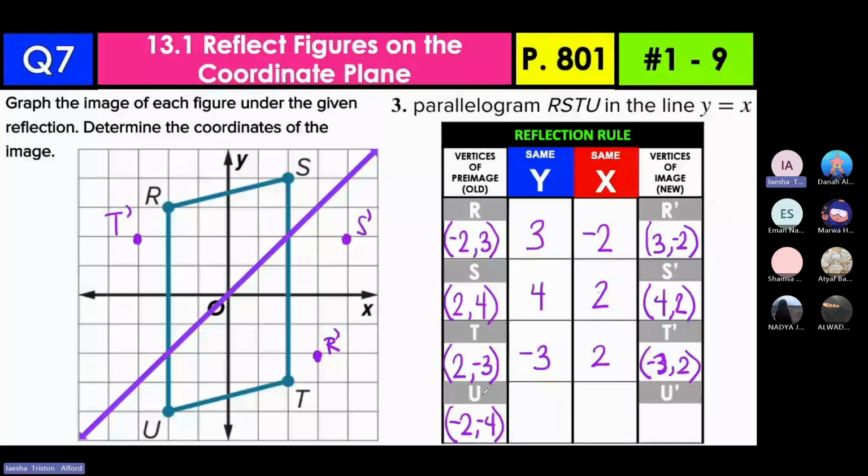The last one, U. -4, negative 4, negative 2. So 4 units left and 2 units down. This is U prime. Maybe the Wazara is going to ask you which one is the correct graph. That's the purple picture, the reflection in the line y equals x.